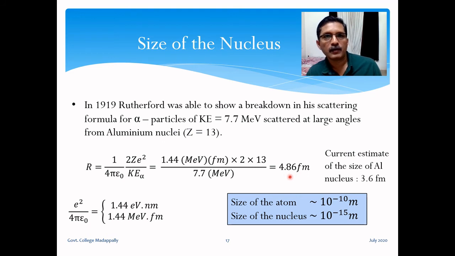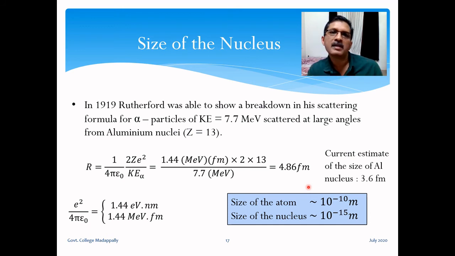So in this way, distance of closest approach is a good estimate of the size of the nucleus, particularly when the kinetic energy of the alpha particle is large. Size of the atom is of the order of 10 raised to minus 10 meter, 1 angstrom. And by 1919, Rutherford clearly established that size of the nucleus is of the order of 10 raised to minus 15 meter for small nuclei like aluminium. When you go to larger nuclei, size increases, so it can go up to 10 raised to minus 14 meter. So generally it is of the order of 10 raised to minus 15 meter to 10 raised to minus 14 meter.